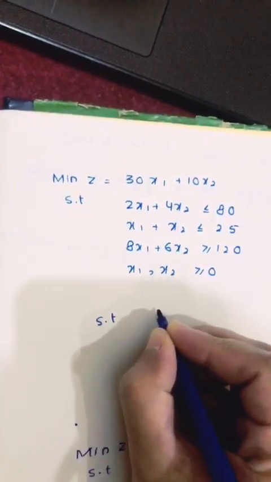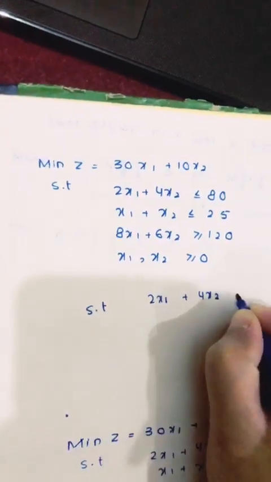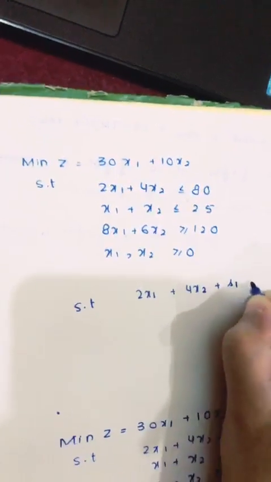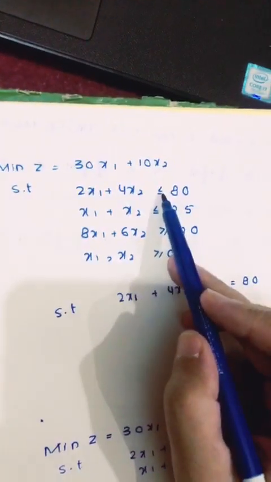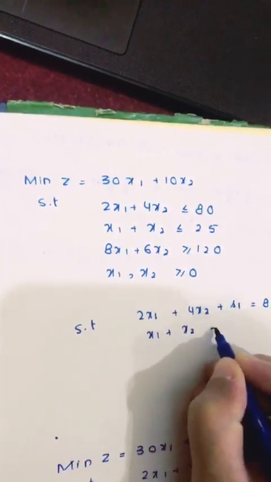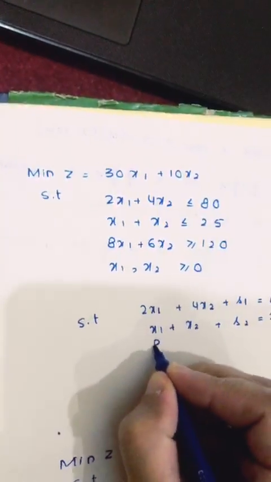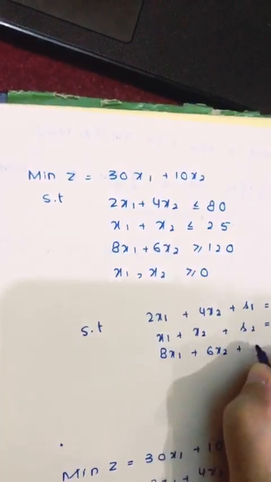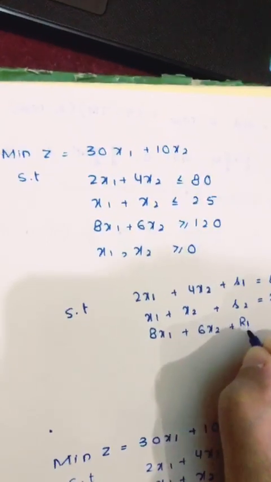Solution: 2x1 + 4x2 + s1 equal to 80. We do not use an artificial variable in a less than or equal to equation. x1 + x2 + s2 equal to 25, 8x1 + 6x2 + r1. R1 is the artificial variable.